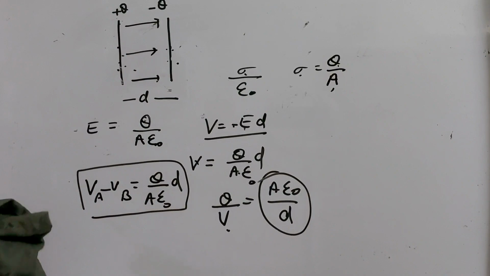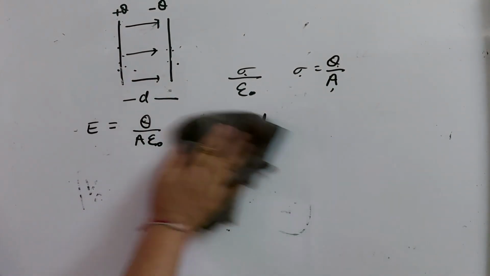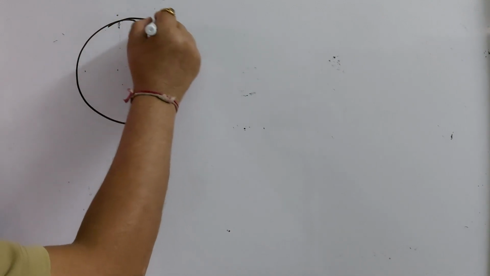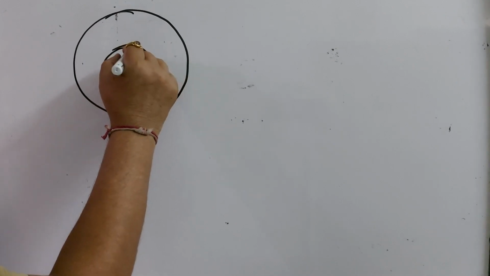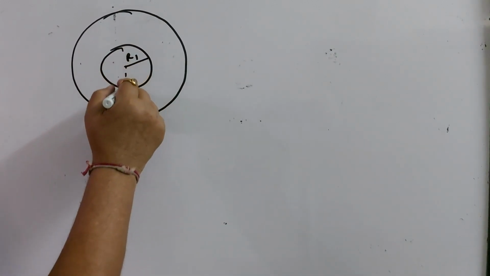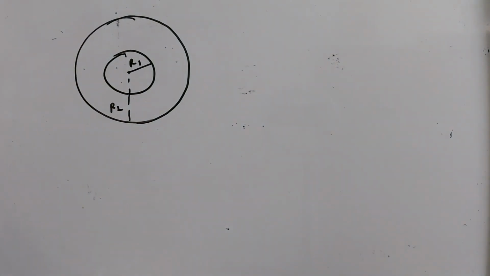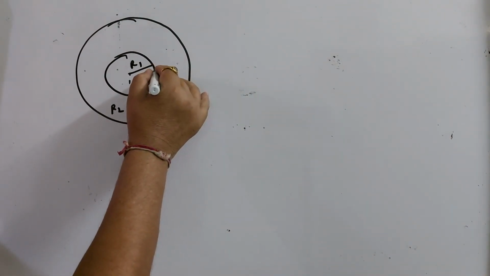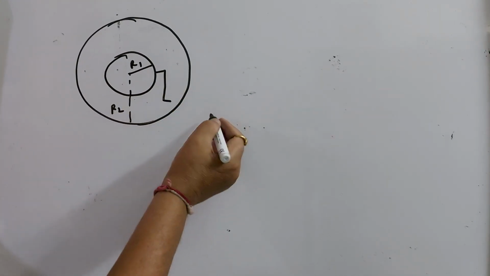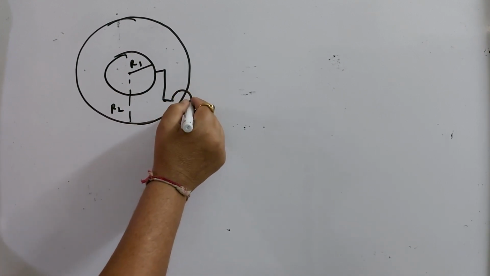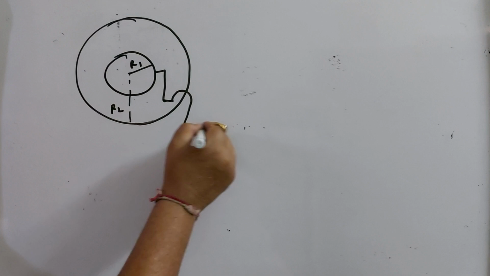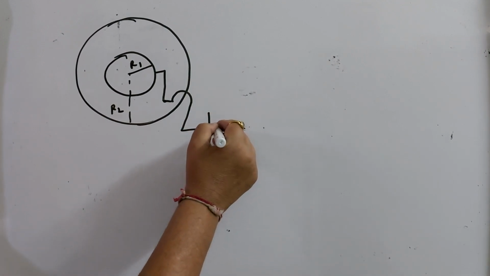Similarly, we can find the capacitance of a spherical capacitor. In a spherical capacitor, we have two concentric spherical shells like this, this and this. Suppose the inner shell has radius r1 and the outer has radius r2, and a battery is connected between these two. Now the battery is connected, so this is not going to touch this surface, so this bridge is made, and this is the positive of the battery and this is the negative.